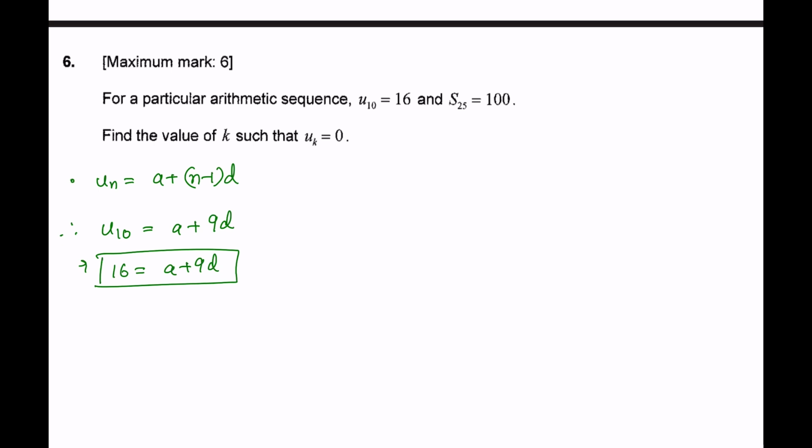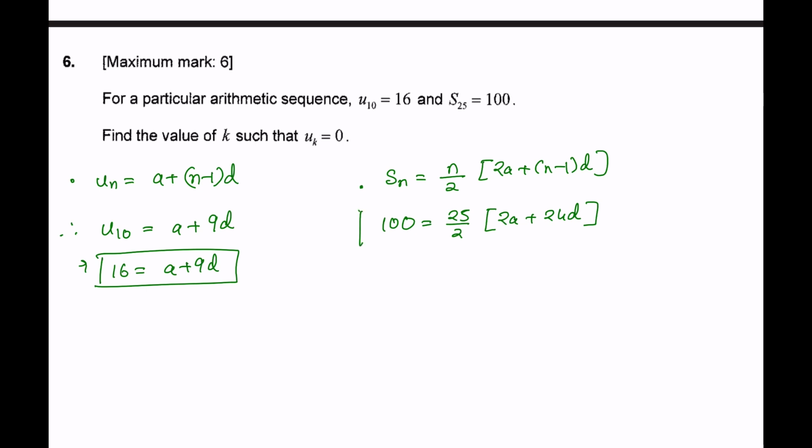Now the second equation is s25. Sn would be n over 2 times 2a plus n minus 1 times d. This is the sum of an arithmetic series. S of 25 would be 25 over 2 times 2a plus 25 minus 1, which is 24d. And s25, I can write it as 100. So these are the two main equations. Now using these two equations, we find the values of a and d.